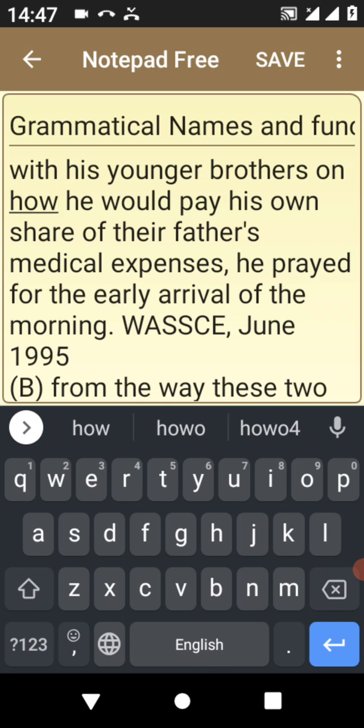So we said that a noun is the name of anything. So the early arrival of morning is a noun phrase. So go to WASC June 1995.